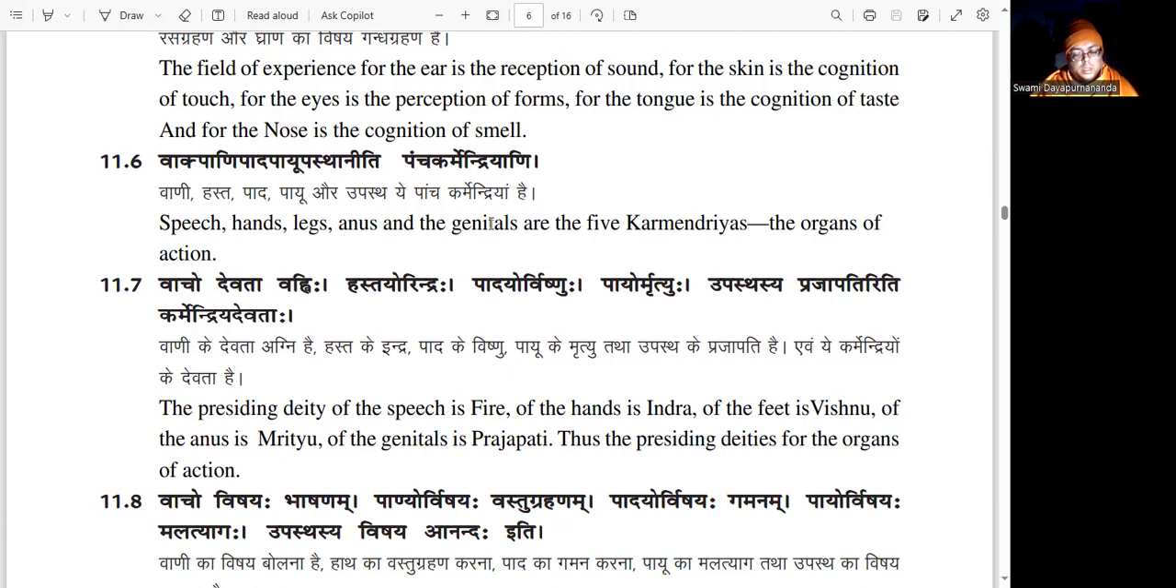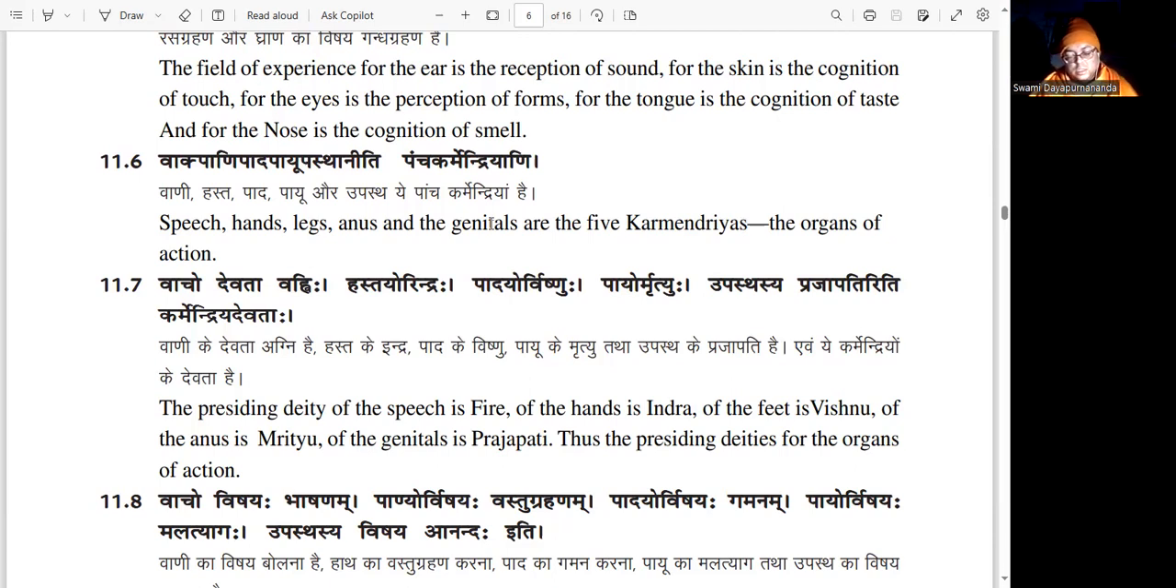So now, like in the case of the Gyanendriyas, the sense organs, for these Karmendriyas, the organs of action, he will say about their devatas and their vishayas, their subjects.